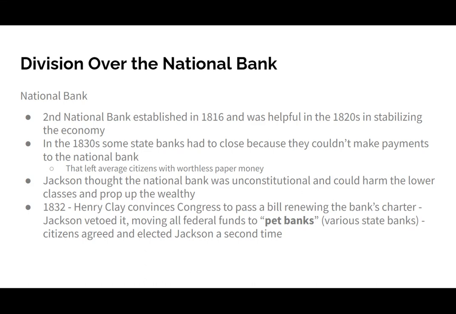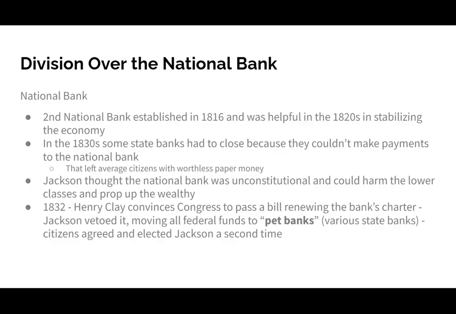But the Second National Bank had been established in 1816 and was pretty helpful actually in the 1820s in stabilizing the economy. But in the 1830s, some state banks had to close because they couldn't make payments to the National Bank. Now, as I said, Jackson thought the National Bank in the first place was unconstitutional, that the federal government never had a right to make a federal bank in the first place. And he felt it could really harm the lower classes and just prop up the wealthy.